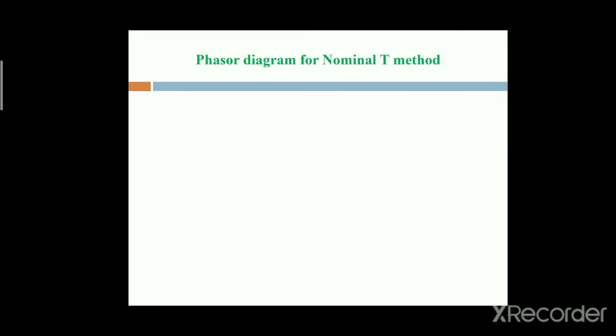Next, coming to the phasor diagram. First, how to draw the phasor diagram for the nominal T method. In that, first taking VR as a reference. At an angle of phi r, we draw the IR. At an angle of 90 degrees, we draw the charging current, or current flowing through the capacitance. By the sum of this IR and IC, we obtain IS, that is the sending end current.